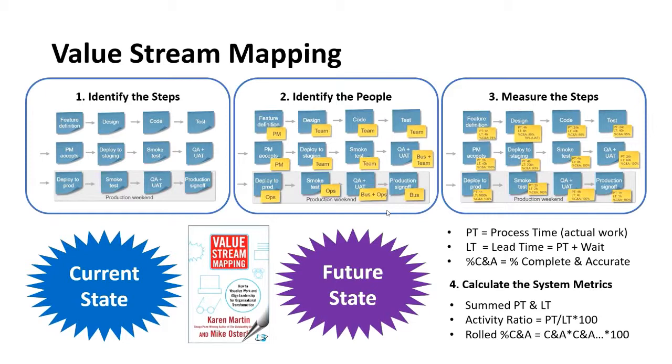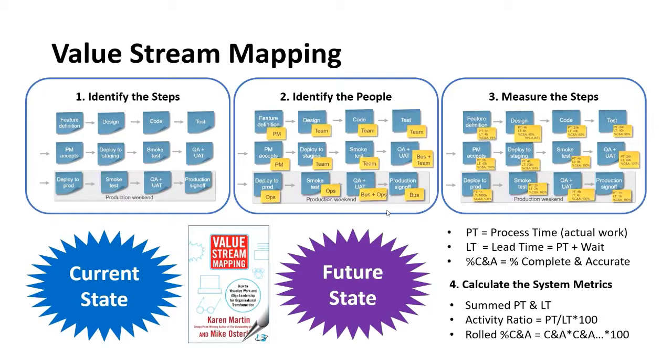And then what we're going to do is we're going to look at the percent complete and accurate for every single step. So in the current case, feature definition was 75%. We would use 0.75, and then the next one is 70%, so that would be 0.7, and etc. So we would times all those and times 100, and that's the rolled percent complete and accurate. You will be amazed when you see that number when you do your value stream mapping exercise in your context.